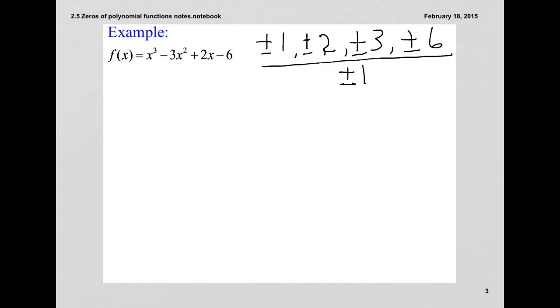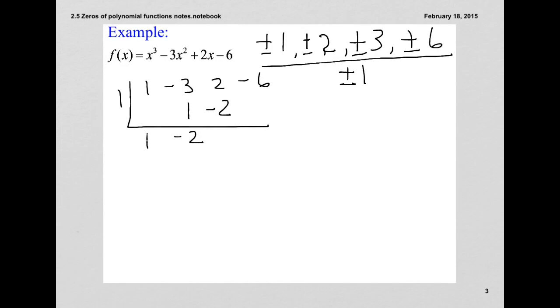So let's do 1, and that's 1, negative 3, 2, and negative 6. Bring down the 1. 1 times 1 is 1. That's negative 2. 1 times negative 2 is negative 2. 2 and negative 2 is 0. 1 times 0 is 0, and that's negative 6. Well, that one didn't work. So, let's go up the chain. Let's try number 2.